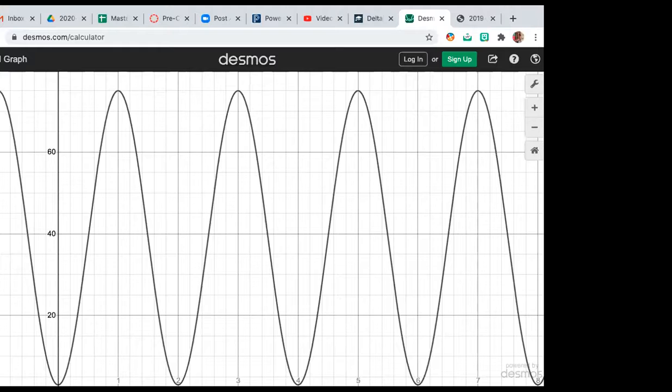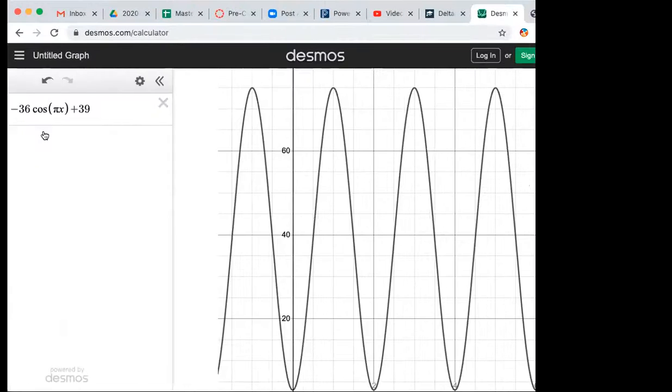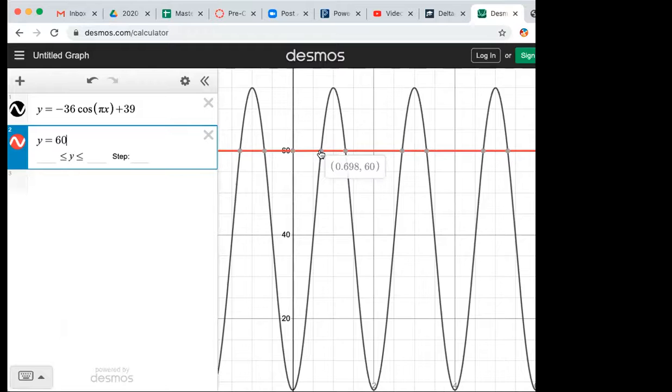When are they above 60 feet? So what you can do is go to a new box, type in y equals 60, and then it'll give you the points where it is intersecting 60, and you're going to look above that. Does that make sense? All right, so in the first trip around, when is he or she going to be above 60?